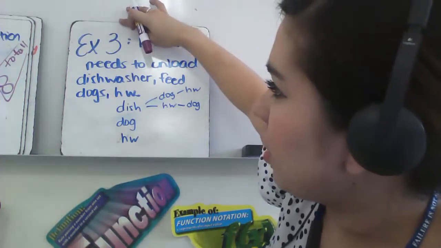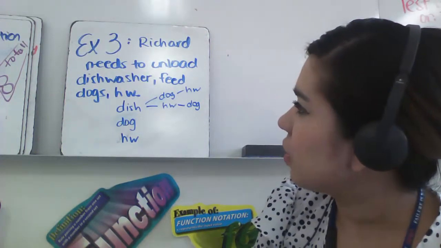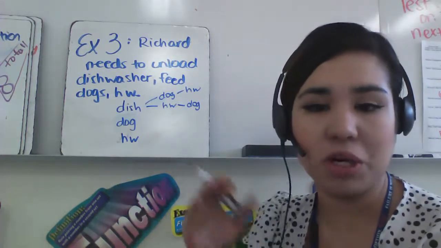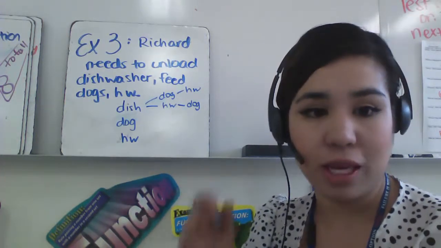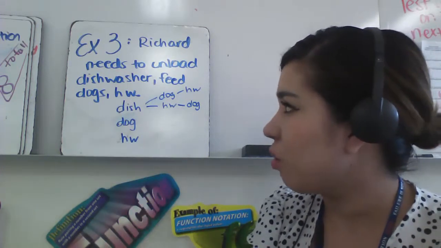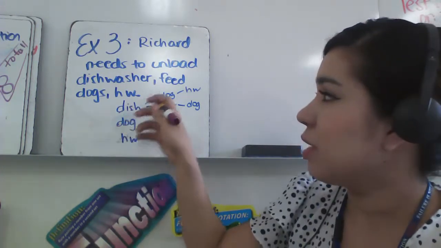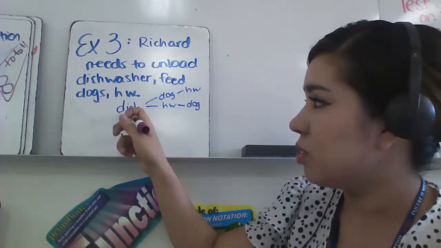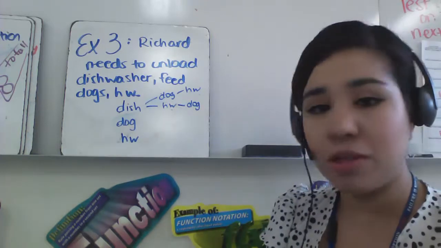This should say example 3. It says Richard needs to unload a dishwasher, feed the dogs, and do his homework. And they want to know what are the different orders that he can do these things. So I started by doing dishes, dogs, and homework. So he can do the dishes, and then he can feed the dog, and then do his homework. Or he can do the dishes, do his homework, and then feed the dog.